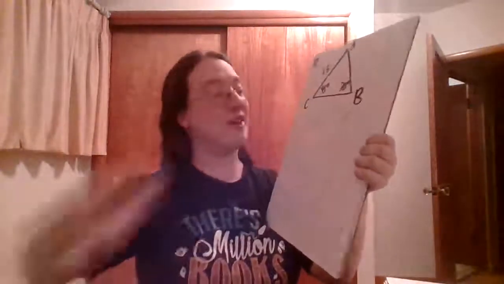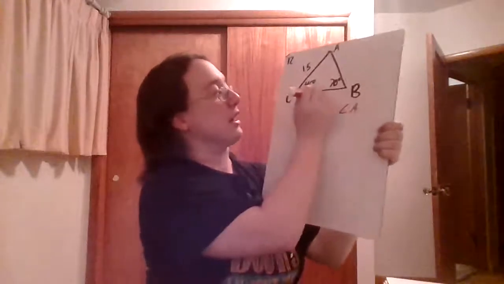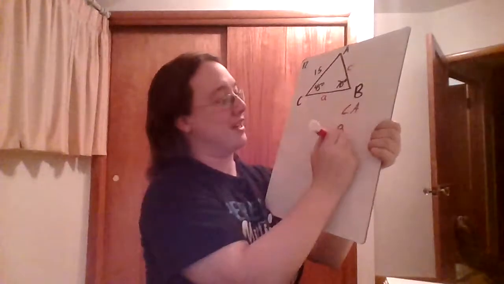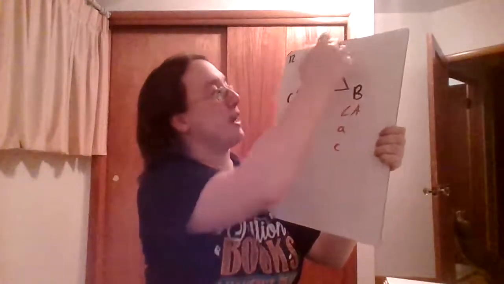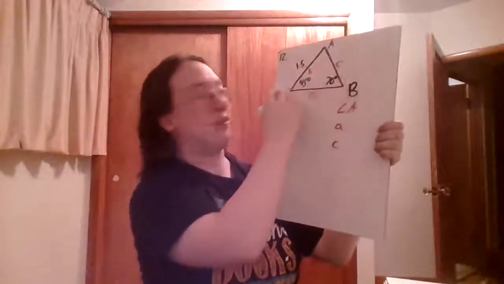Marcus read it out. Okay, we're looking for angle A. We're looking for little a. And we're looking for little c. And remember, little a is across from big A, little b is across from big B, so we've already got that one. And then little c is across from big C.